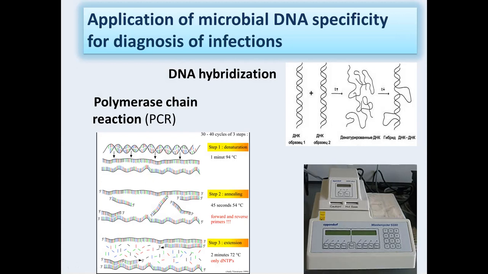The polymerase chain reaction is very popular in the diagnosis of many bacterial and viral diseases, especially if it's difficult to isolate the microorganisms from clinical samples. And it's very, very sensitive.